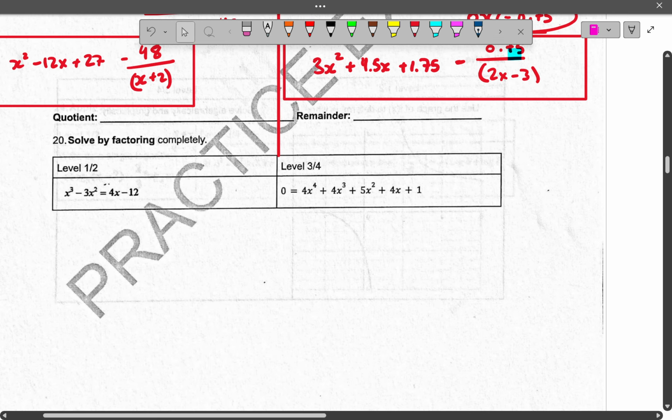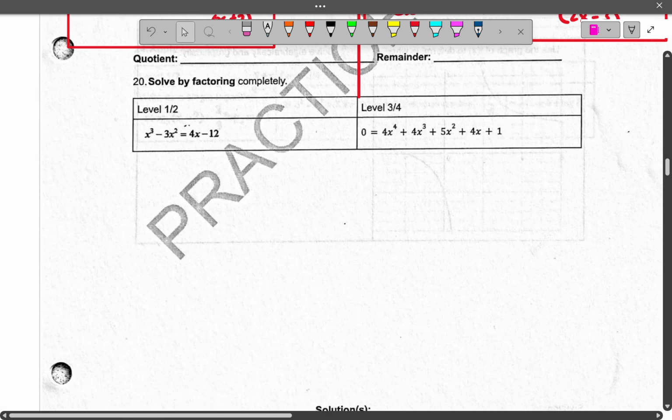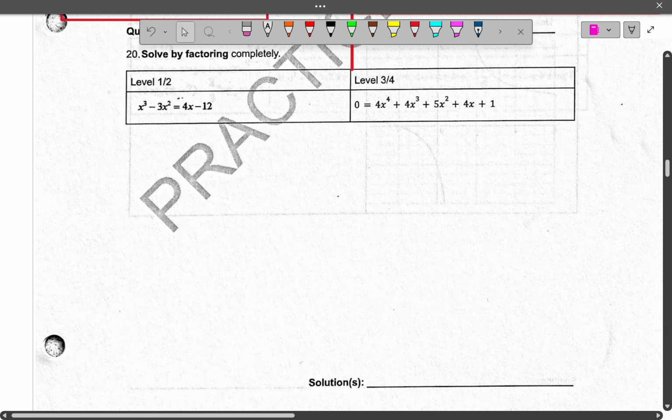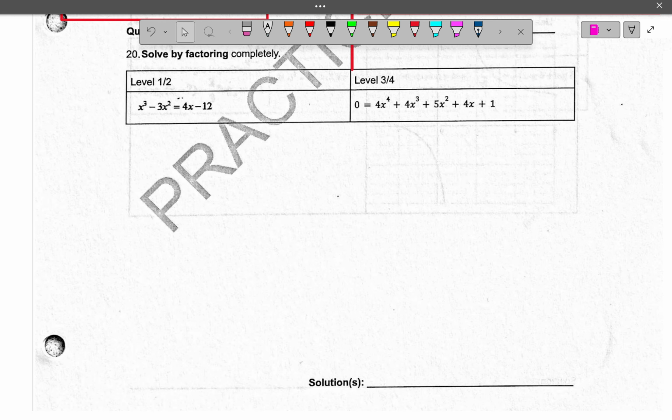Okay, on the next one here, you're asked to factor completely. So I'll start this one here by moving all of the terms to one side. So I get x cubed minus 3x squared minus 4x plus 12 equals 0.